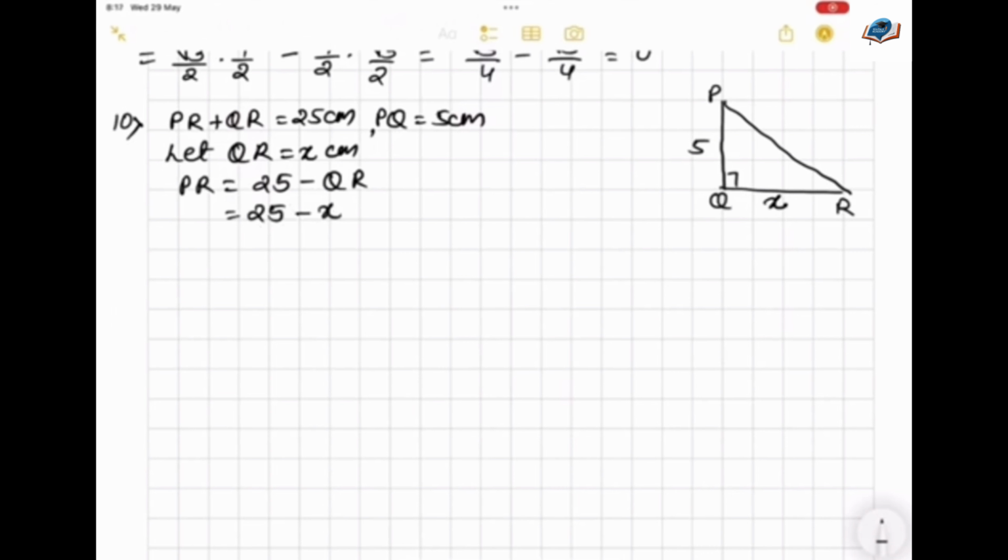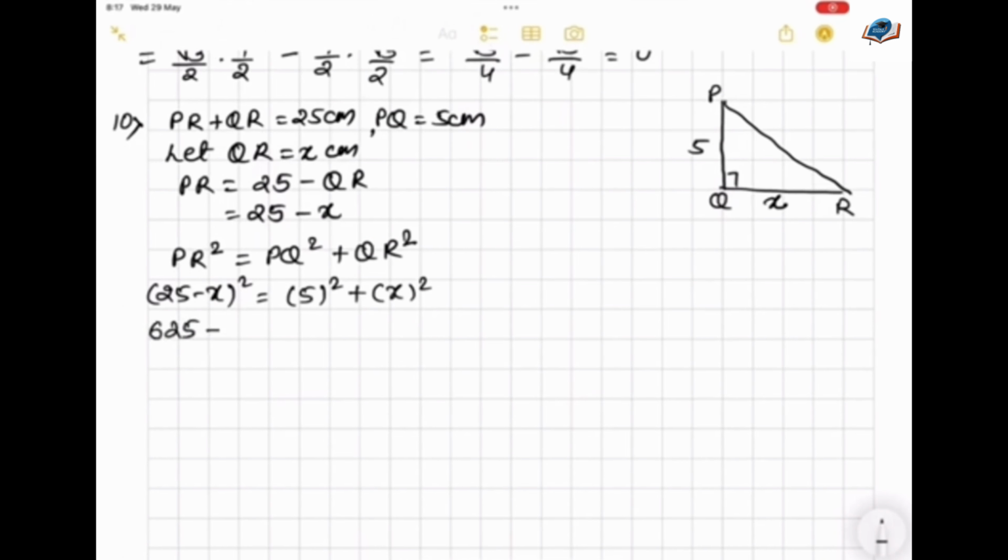So now using Pythagoras theorem, PR square equal to PQ square plus QR square. So PR is 25 minus x whole square equal to PQ is 5, so 5 square plus x square. So 25 square will be 625 minus 50x plus x square equal to 25 plus x square. So x square got cancelled.